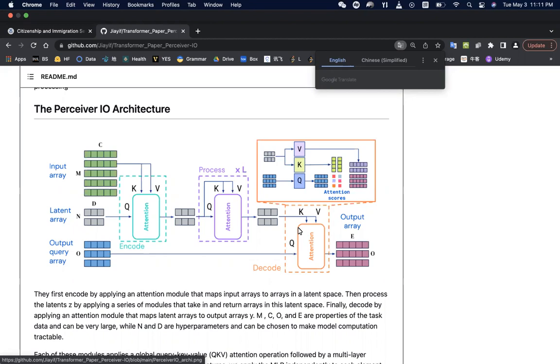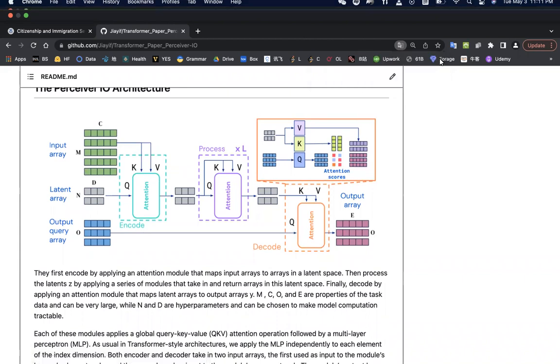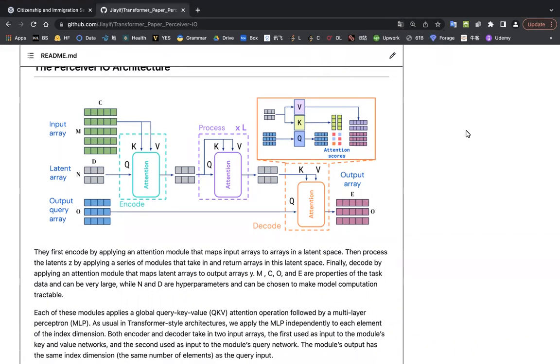For all those parts, we have global query-key-value attention operations. The calculation inside is a little bit complex, but it's then followed by a multi-layer perceptron, which can be regarded as a fully connected network.